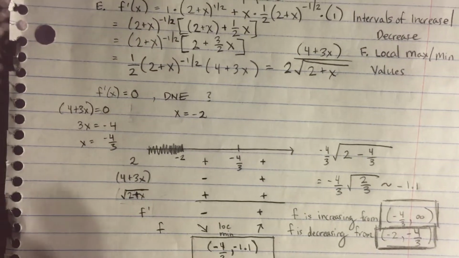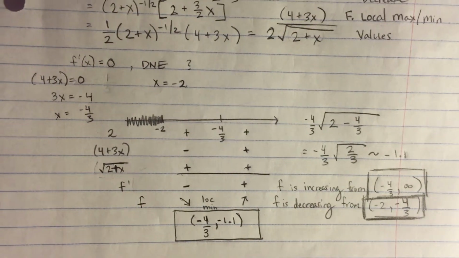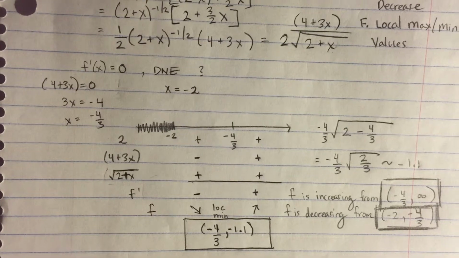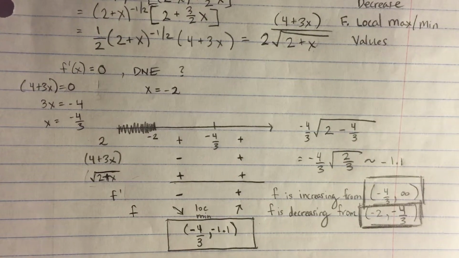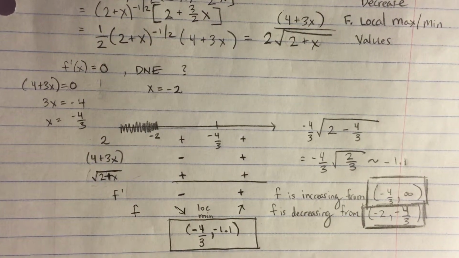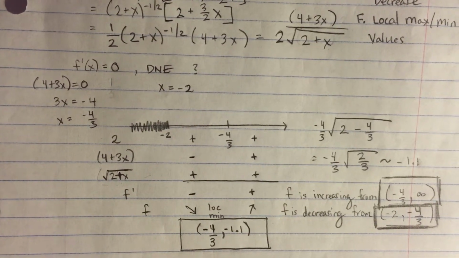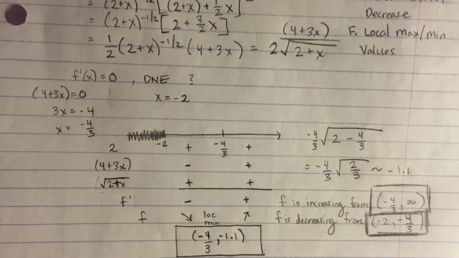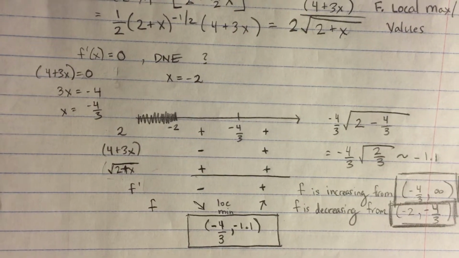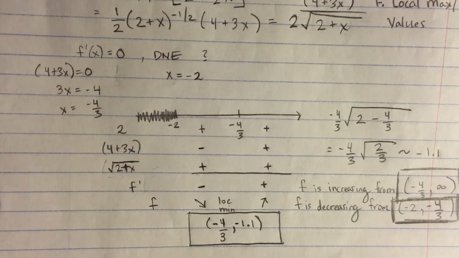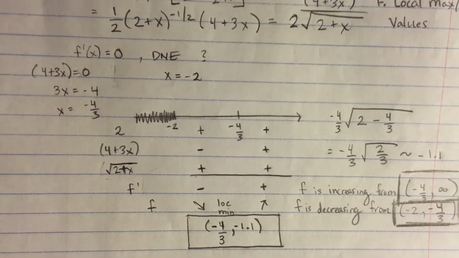So we put those on the interval, and we're going to have f prime is decreasing from negative 2 to negative 4/3, and increasing from negative 4/3 to infinity. And since we're going from decreasing to increasing at negative 4/3, we can plug that into our original function to find a local minimum, which is at approximately negative 1.1.